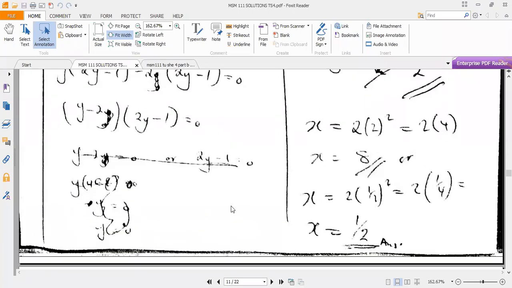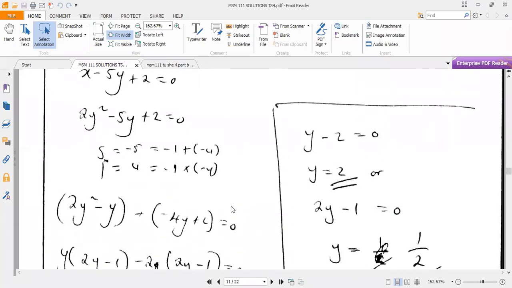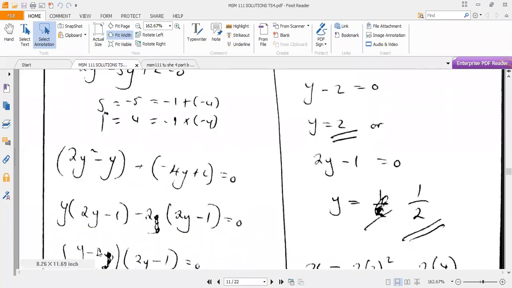So now this guy here, you can easily see that y minus 2 is equal to 0. So you can say that the 2 goes that side, so we have y is equal to 2, or 2y minus 1 is equal to 0. So the 1 can go that side, and then you have 2y is equal to 1. Now the 2 which is this side, you can divide. That's where the half is coming from here.